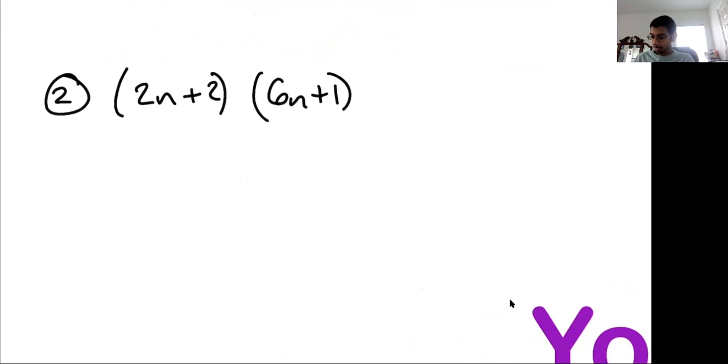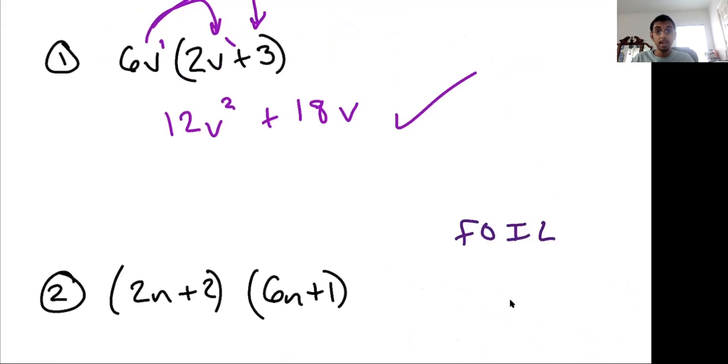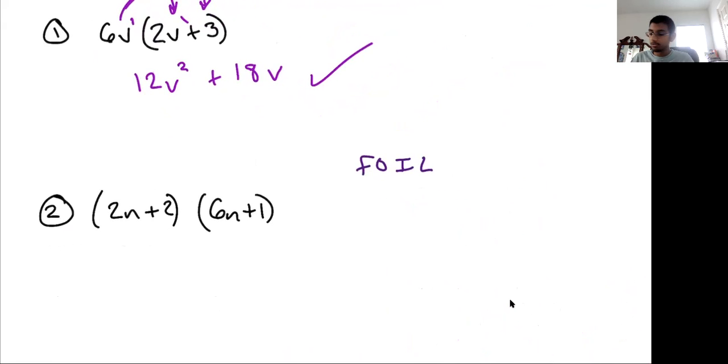So now this new one is going to be an interesting one, because now I'm going to be teaching you guys about something called FOIL. And FOIL is what we do when we're trying to multiply two polynomials, like in this case, and we can't just distribute like in this problem up here. So what am I going to do? FOIL stands for first, outer, inner, and last. That's FOIL. So now what does that mean?